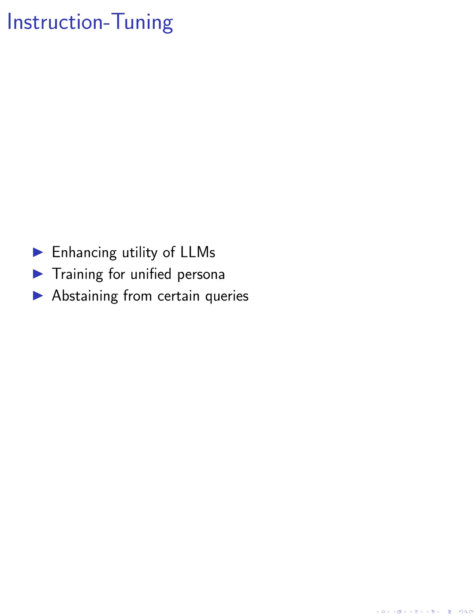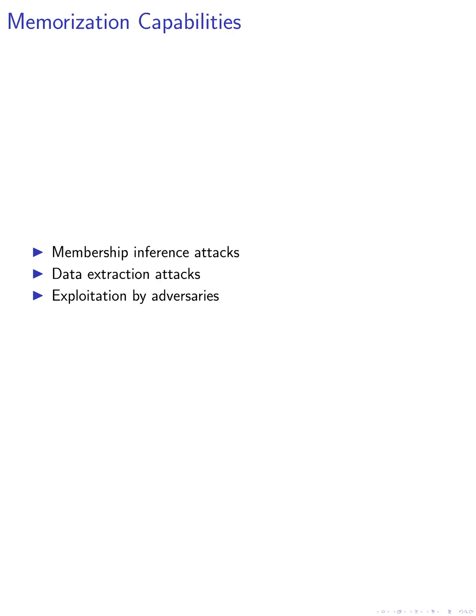We further explore the concept of instruction tuning and reinforcement learning from human feedback, RLHF. We explain how fine-tuning LLMs on instruction-following data can enhance their utility and align their behavior. This stage can train models to use a unified chat-like persona and abstain from answering certain types of queries, such as writing spam emails. We conduct membership inference attacks and data extraction attacks on LLMs to measure their memorization capabilities.